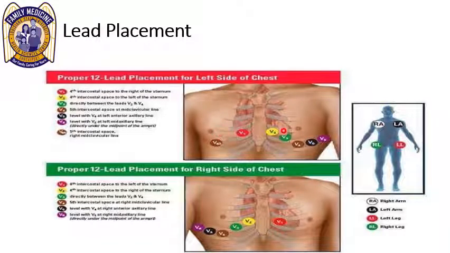So that's V1, 2, 3, 4, 5, 6, and then on the limb leads, you literally just put them on the appropriate limb. And then you'll notice right here V4R. V4R will give you that posterior view, and then you literally just take V4 and move it over to the mid-mammillary line on the right side.